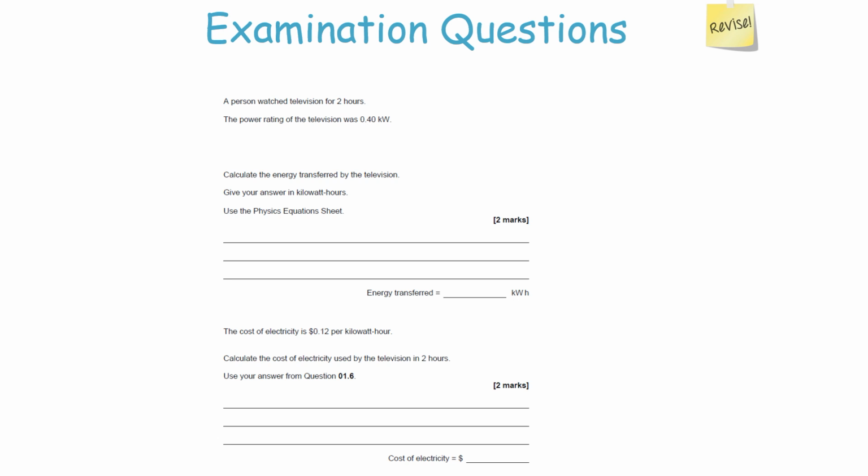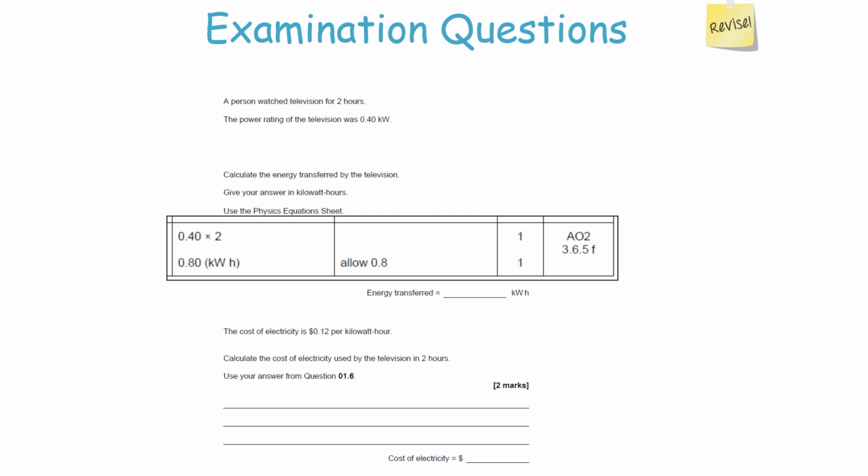Now in this one you might say, do we convert our power into watts and do we convert our time into seconds? Well, we don't, because the question asks us to give it in kilowatt hours, so you can just keep them in kilowatts and hours. So it's 0.4 times 2, which is equal to 0.80 kilowatt hours.